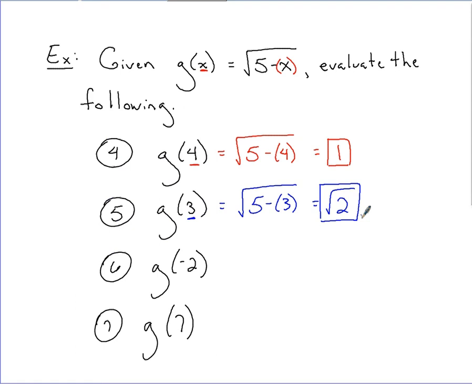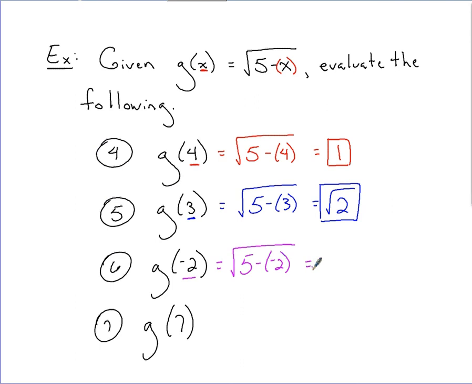So what about g of negative 2? The game remains the same. You're taking negative 2. You're replacing the x back up here with that negative 2. You've got the square root of 5 minus, if I use the parentheses, negative 2 like so. Parentheses slightly more significant this time because it's negative. We can see that the double negatives create the positive.